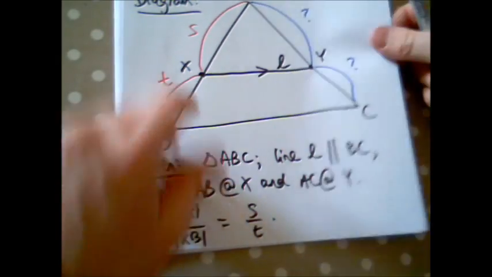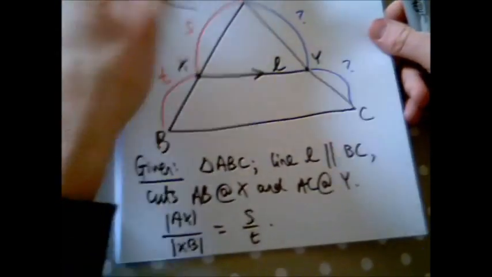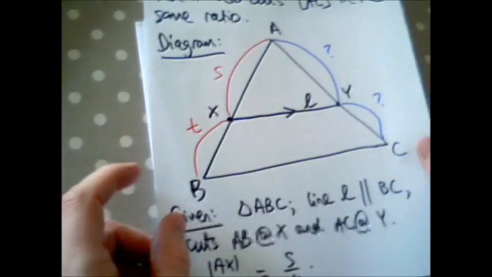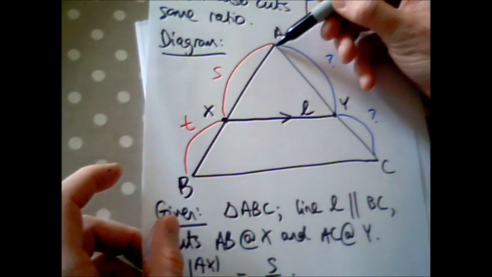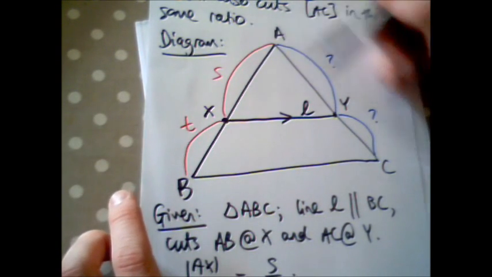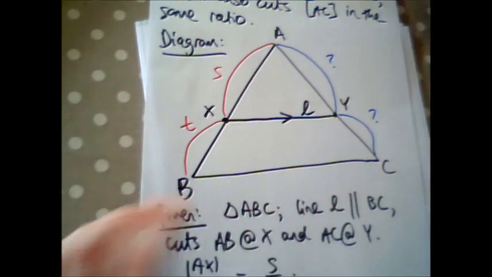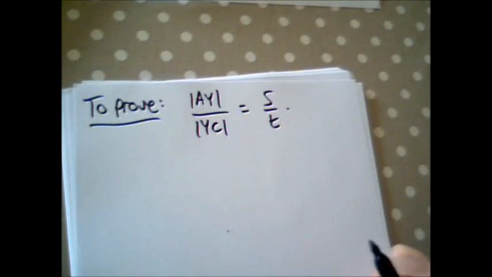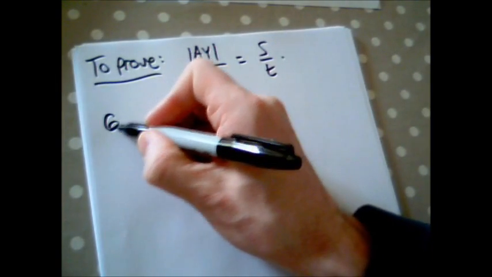Let's write down what we need to prove, and then we'll do the construction, which is, as ever, the key to the whole thing. So to prove, if you take a look back at the diagram, we just want to prove that this to this is also S is to T. So that's how we write it down. So AY divided by YC is equal to S divided by T. So to prove AY divided by YC is equal to S over T. Right, that's what we're aiming for. So construction.